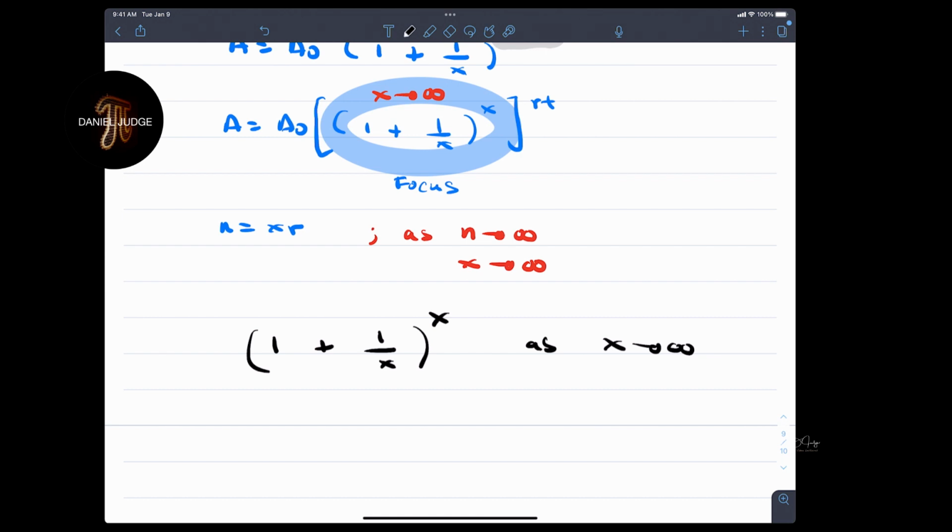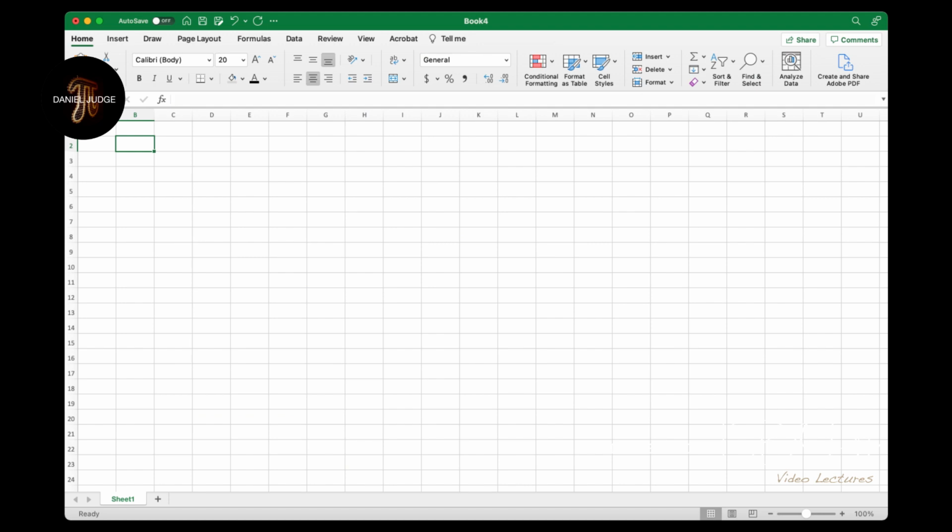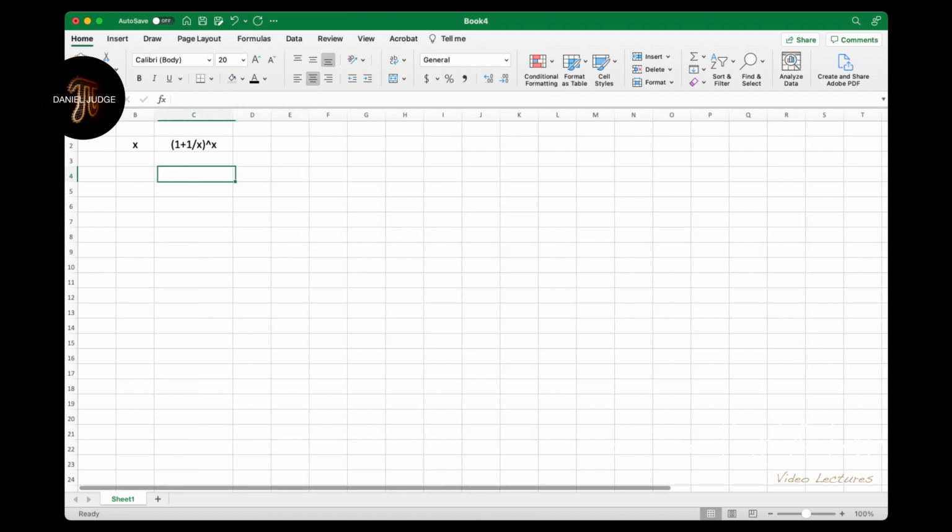So what I'll do now for us is I'm going to go into Microsoft Excel. I'm going to do something very interesting, right? Let me go to Microsoft Excel. Where are we at? Here we go. So you guys can see, we're going to look at that mechanism now. X, and 1 plus 1 over X raised to the X power. All right. And we're going to watch this as X gets big now.